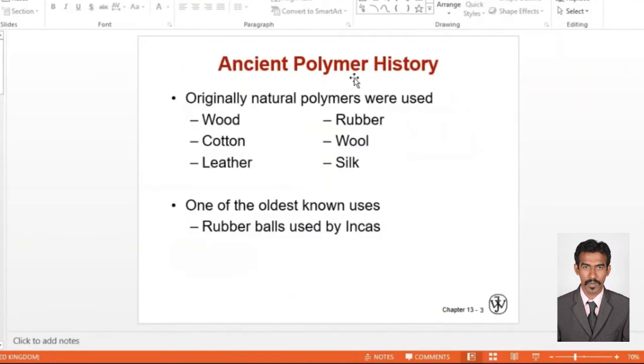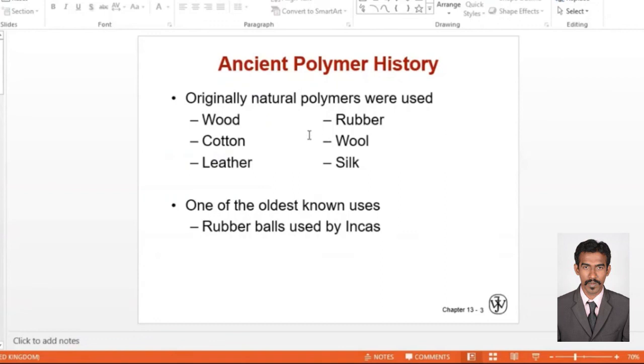So, ancient polymer history. Originally, natural polymers were used in the ancient time. Wood, cotton, leather, rubber, wool, silk, these all are polymers. Wood is a polymer, cotton is a polymer, leather is a polymer. One of the oldest known uses is rubber balls used by the Incas. Inca is a race of people, and it is said they used rubber balls.